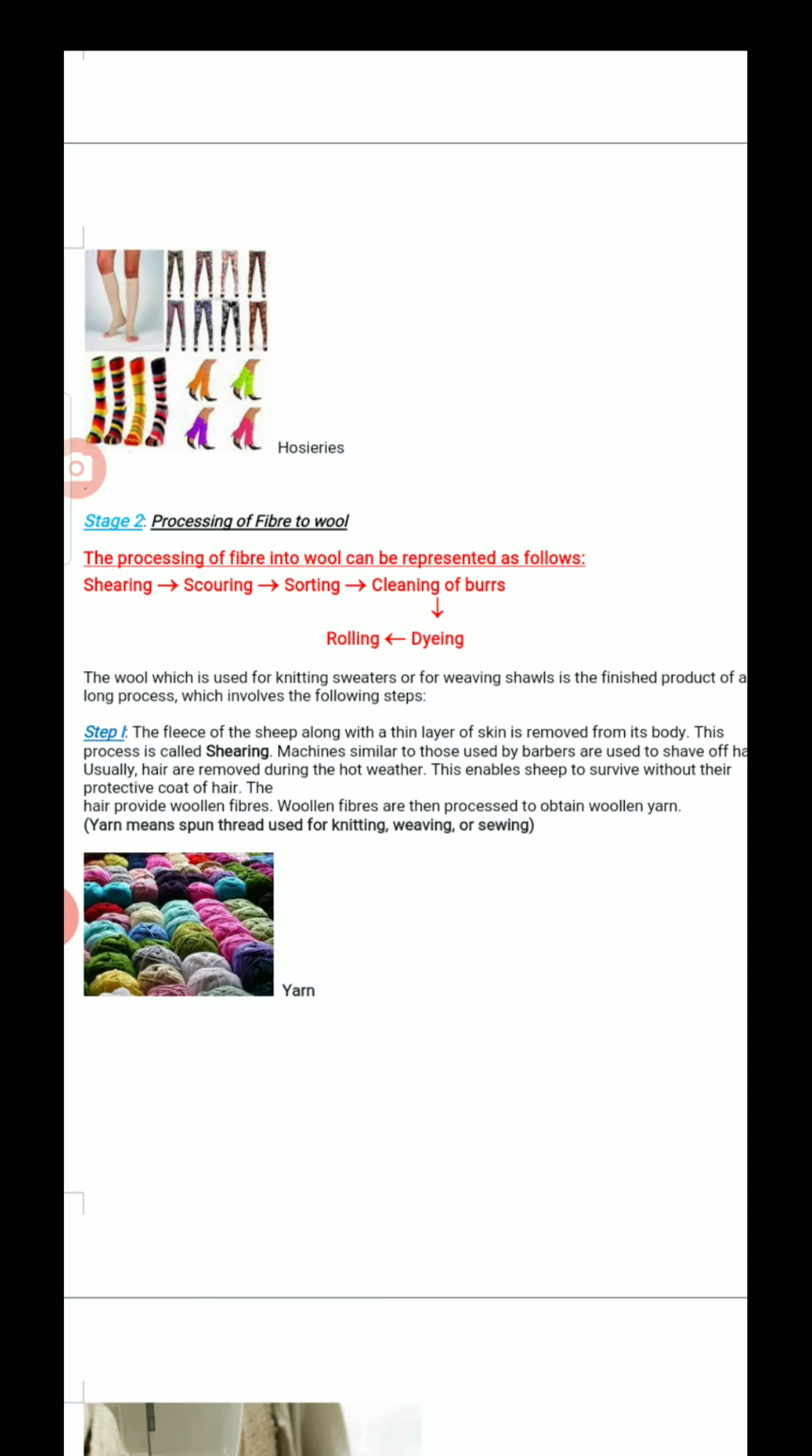Step 1, that is the fleece of sheep. Fleece means hair. The hair of sheep along with a thin layer of skin is removed from its body. Generally we shave our beard, right? So while shaving, skin won't be affected.